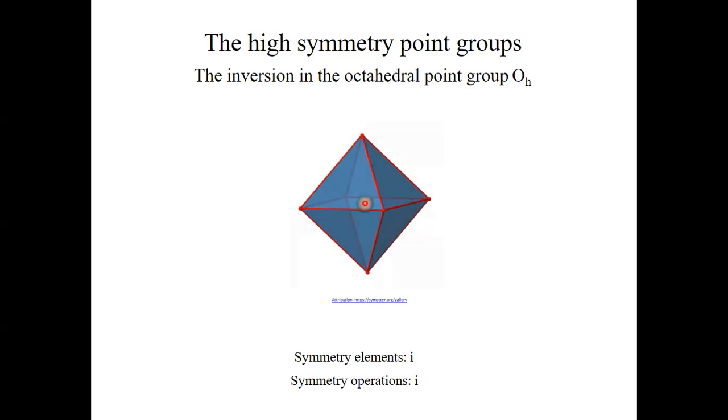So how many inversion centers do we have? Well, we can never have more than one inversion center. And there's also only one symmetry operation associated with one inversion center. That is because carrying out the inversion twice produces the identity. So this is pretty straightforward.